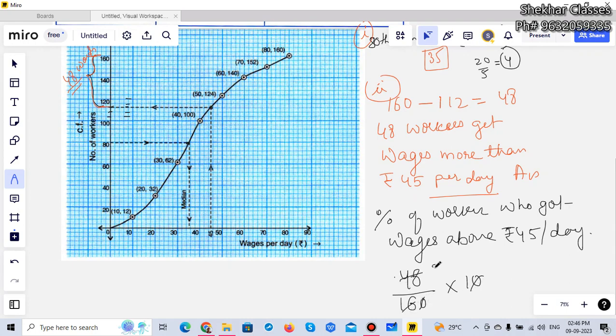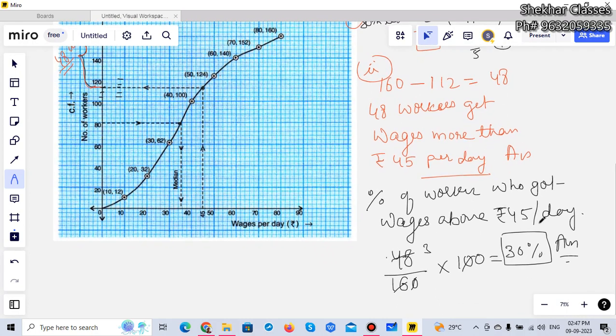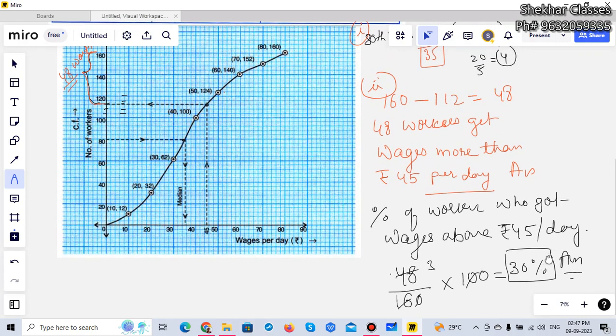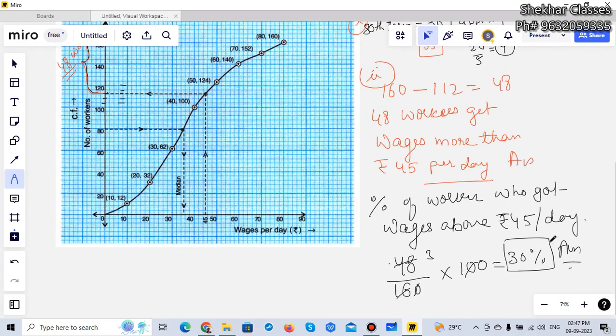So how much is that? 30. 100 we have to multiply, right? So this will be 30%, and this is the answer that we have here. This was not the number of workers, but the percentage of workers who got wages above 45 per day. 30% of the workers got wages more than 45 per day, and this is the answer. Okay.